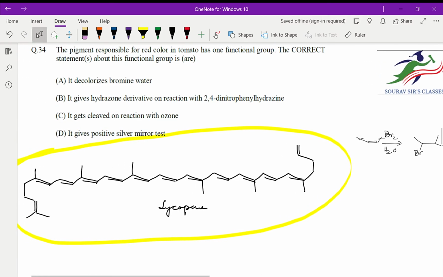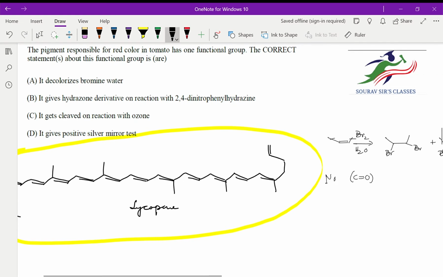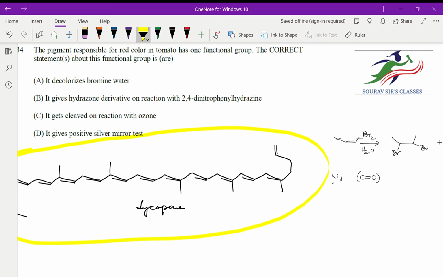This particular lycopene unit is having no C double bond O functionality, so it does not undergo the reaction with 2,4-dinitrophenyl hydrazine to form the hydrazone. So this is not going to happen out here. Yes, it will be cleaved by, over here we will say, the ozone.